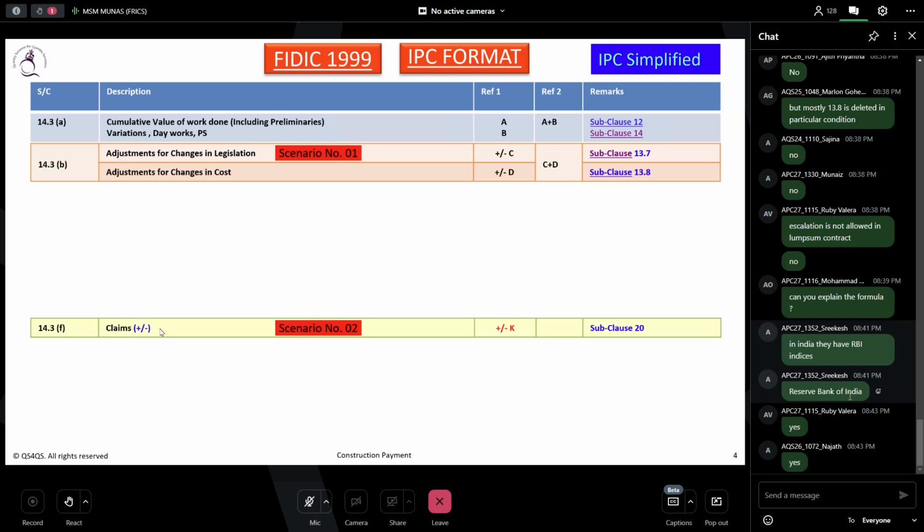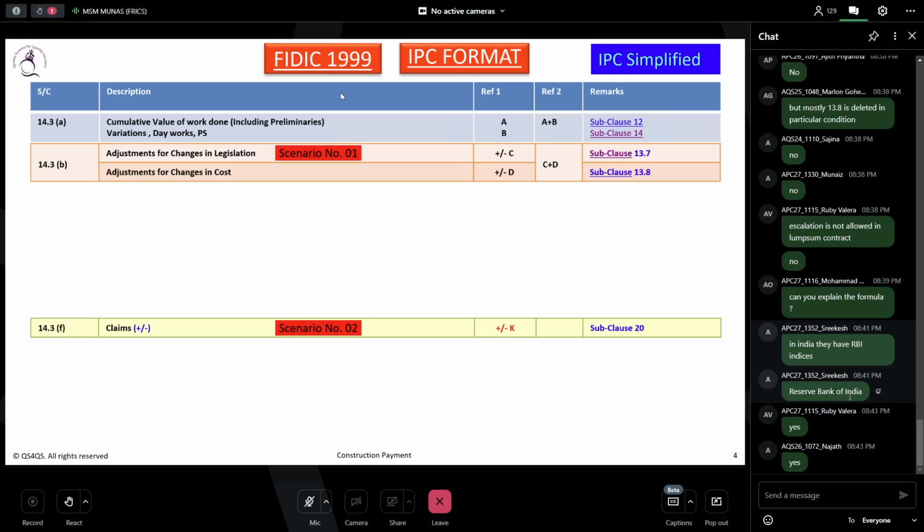So look at this, there are two segments coming. One is the cost of the change in legislation, which went up or down. That is one claim that you are going to put under 14.3. But because of this, if the project also got delayed, that won't come under 13.7. That should come under 14.3, which is claims.